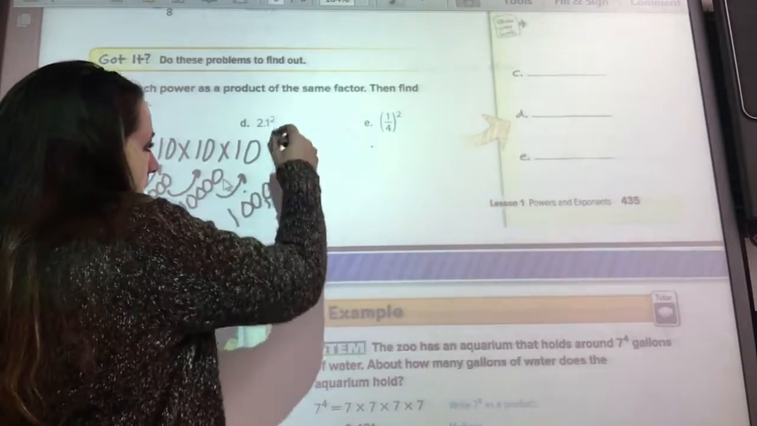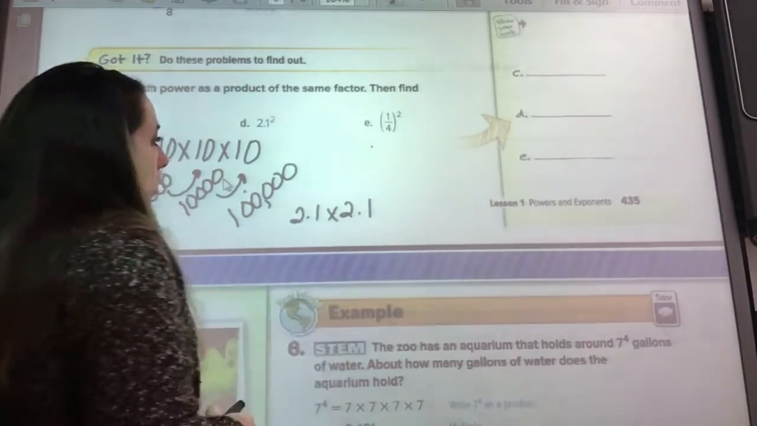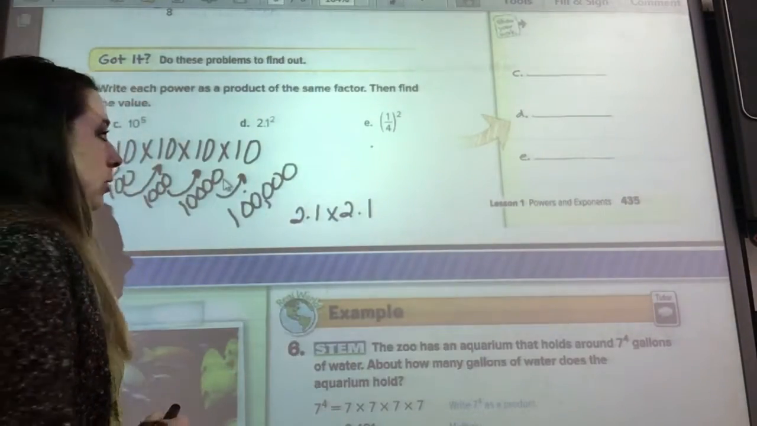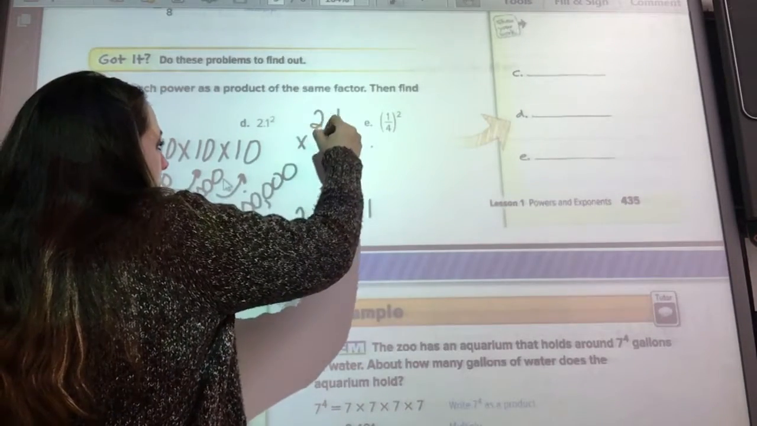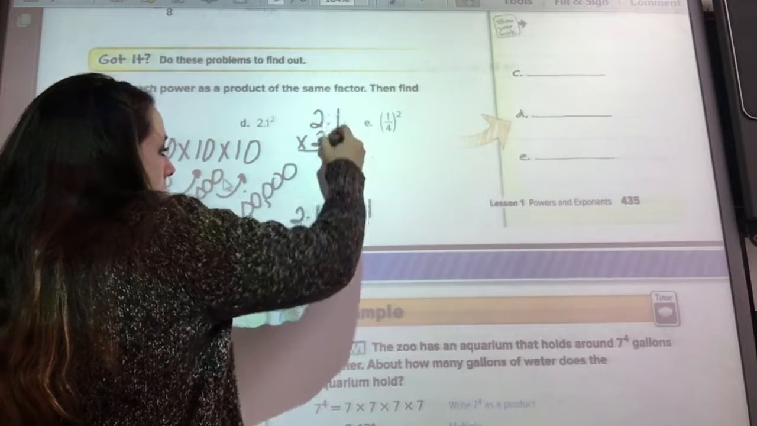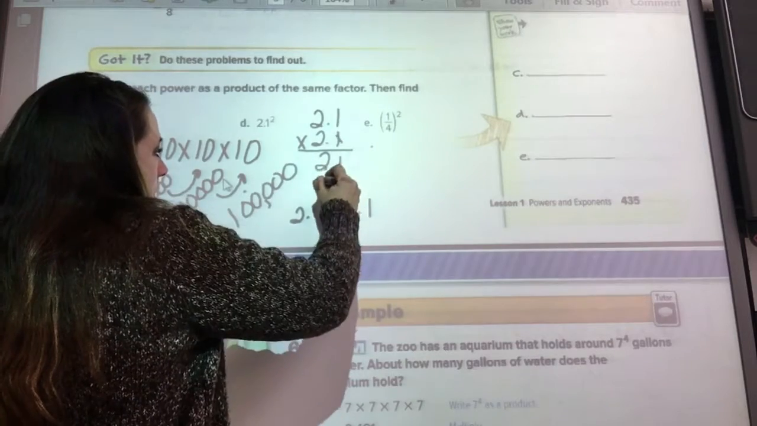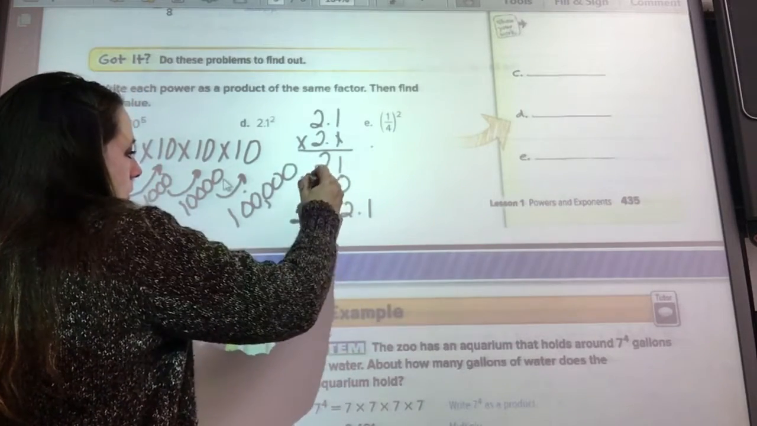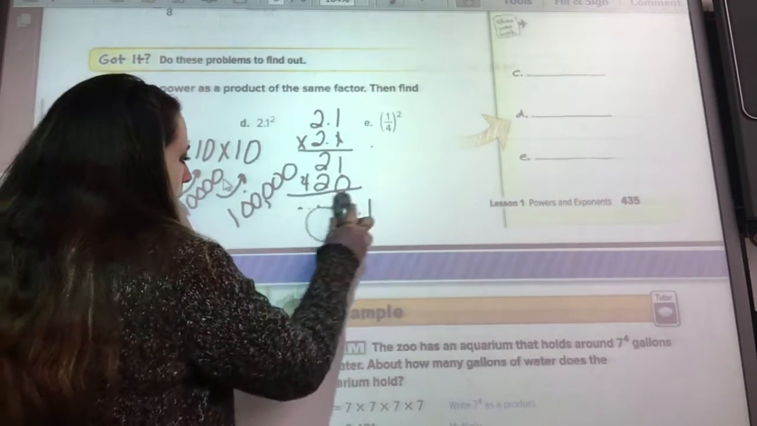2.1 to the 2nd power, 2.1 times 2.1. Okay, so you're going to have to just multiply those two numbers together. You can multiply any way you want to. 1 times 1 is 1. 1 times 2 is 2. Put a 0 down and move over. 2 times 1 is 2. 2 times 2 is 4. I'm going to add them up. I'm going to move this out of my way so I got room to work.